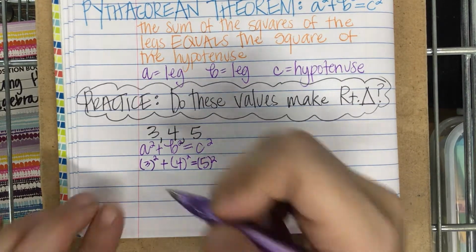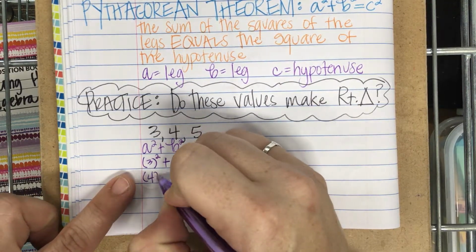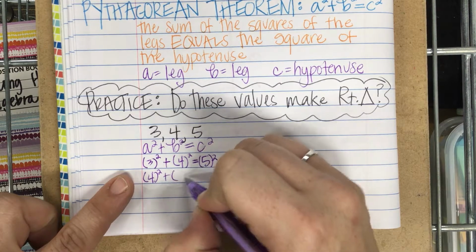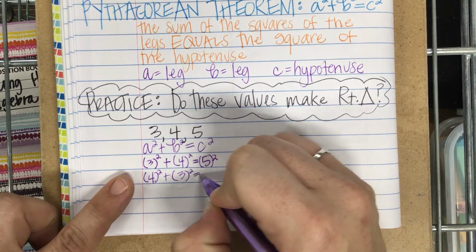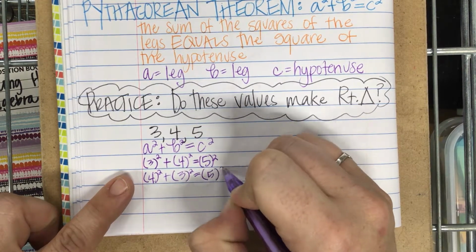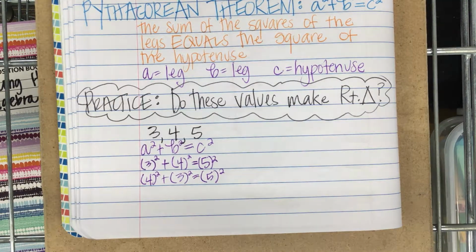And so 5 has to be your C value. But could you flip-flop and write it 4 squared plus 3 squared equals 5 squared? Yeah. What property tells you that you can flip-flop it? The commutative property. Good, Alyssa. The commutative property says that the order of adding doesn't matter.